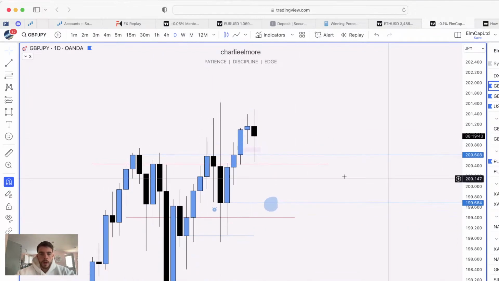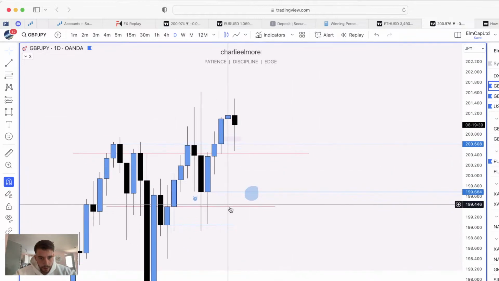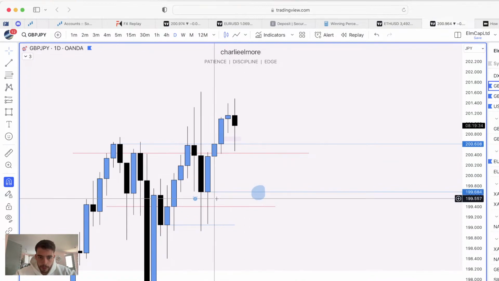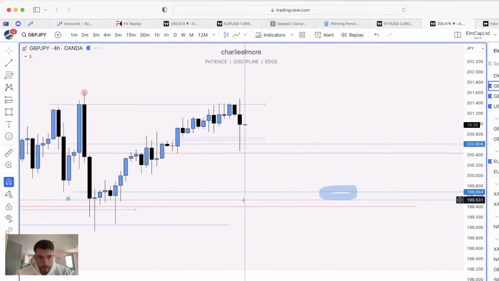So with all that in mind, what area am I looking at to trade from? Well, it's that area right there. I've just put a dot on there. Basically, if price comes down into there, I'm going to look for a buy from here, without shadow of a doubt. Why am I going to look for a buy from there?